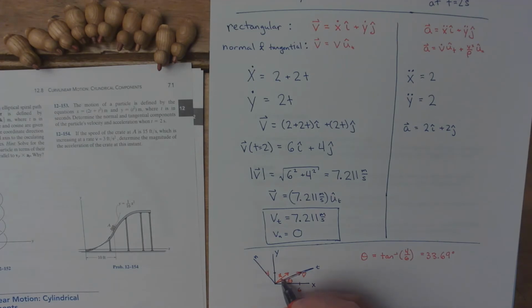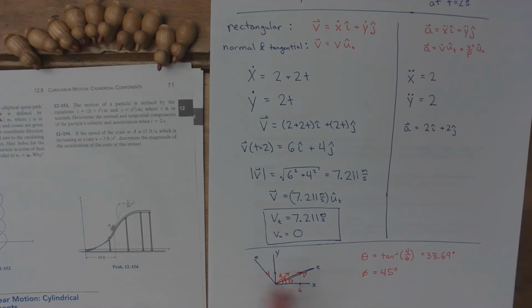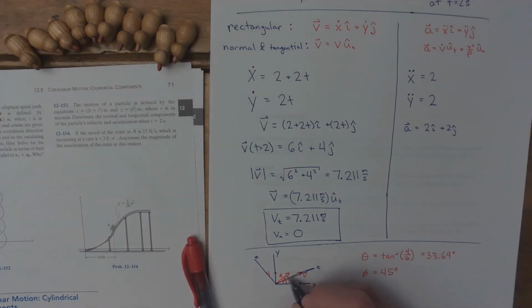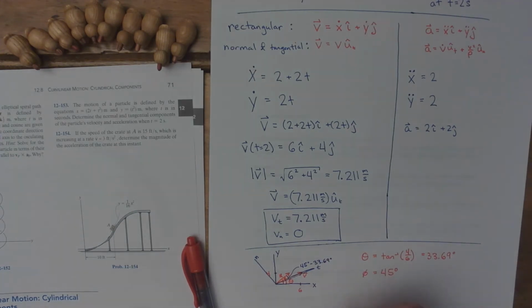And this angle here, which we're going to call phi, is 45 degrees. So then this angle here is 45 degrees minus 33.69 degrees, which is 11.31 degrees. Now, I hope you see where this is going. We have our vector here. We want to break it down into components.